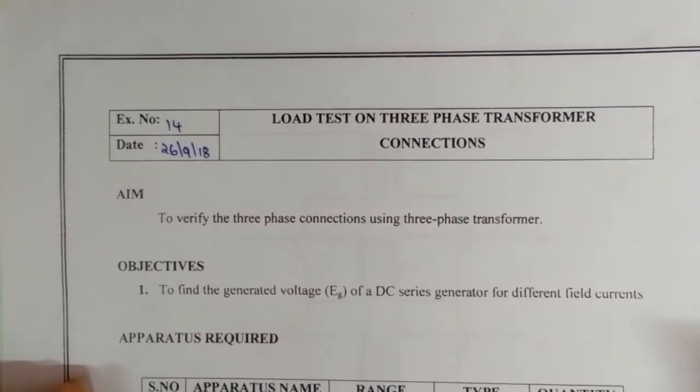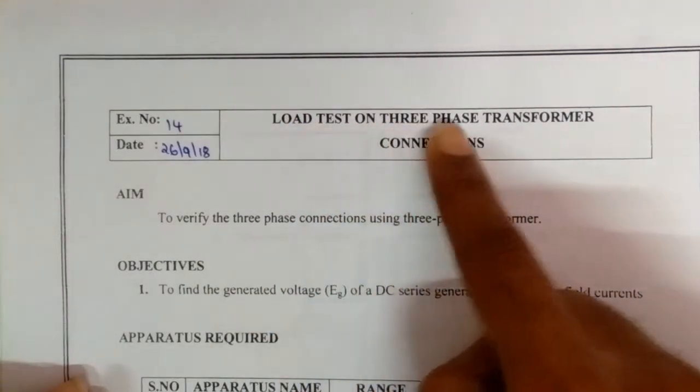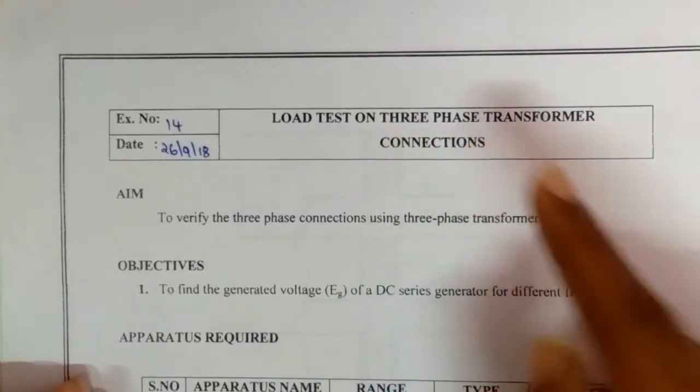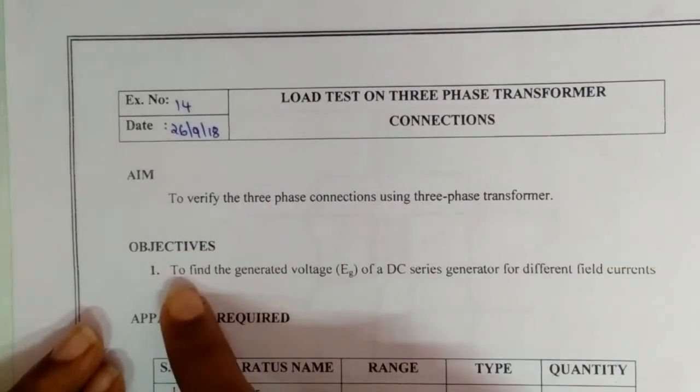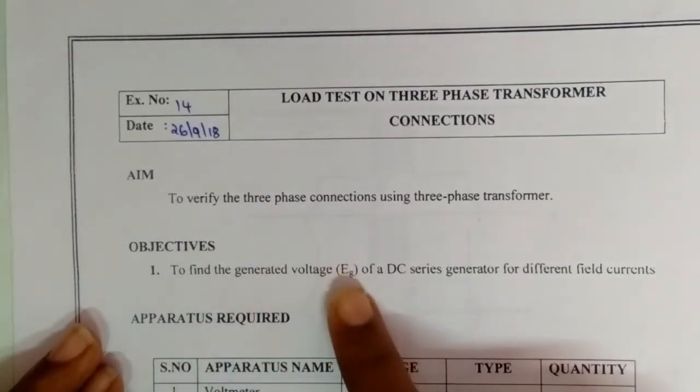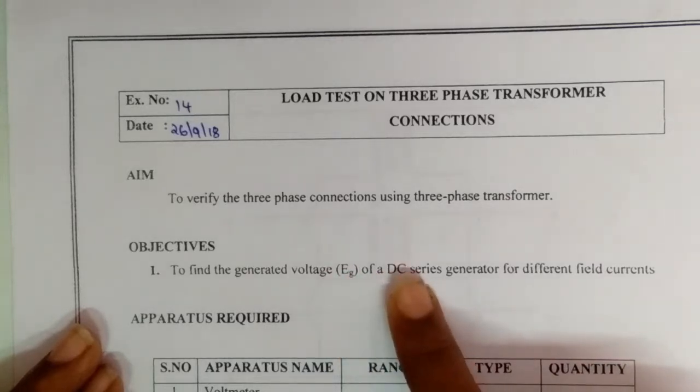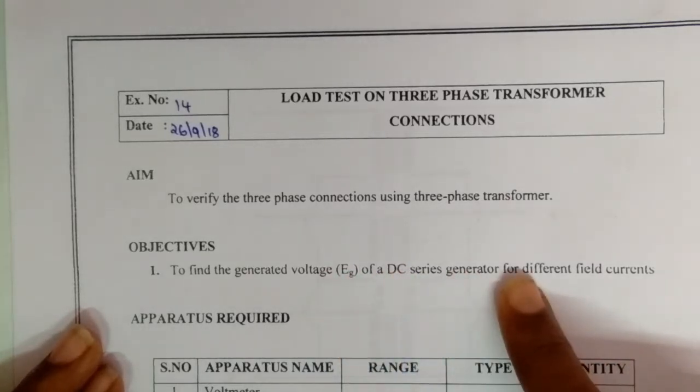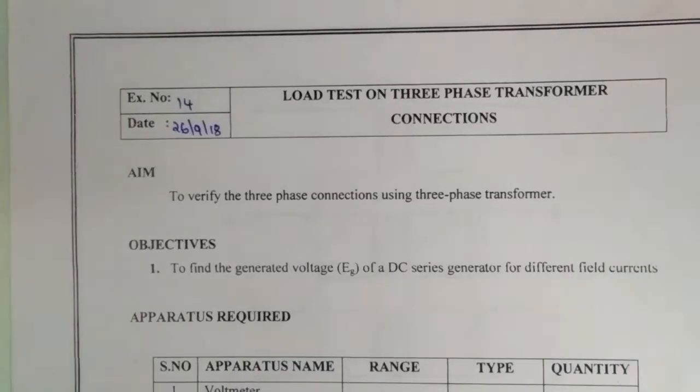Hi guys, in this experiment we will see about load test on three-phase transformer connection. So the objective of this experiment is to find the generated voltage e.g. of a DC series generator for different field currents.